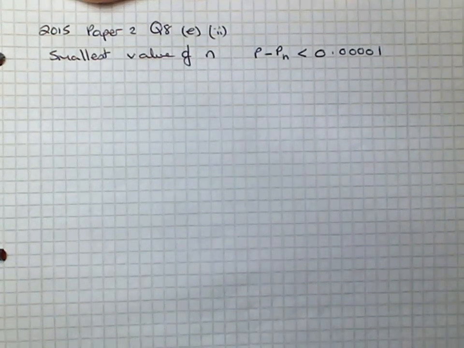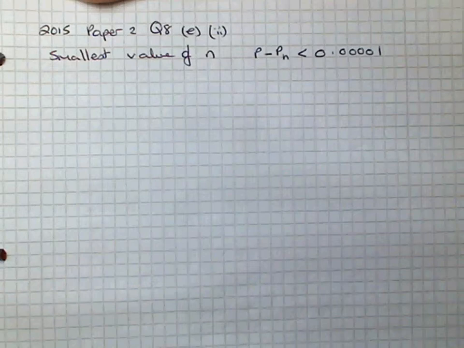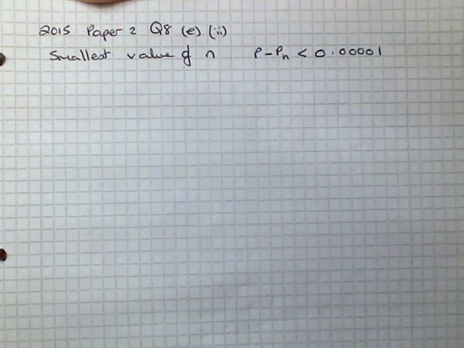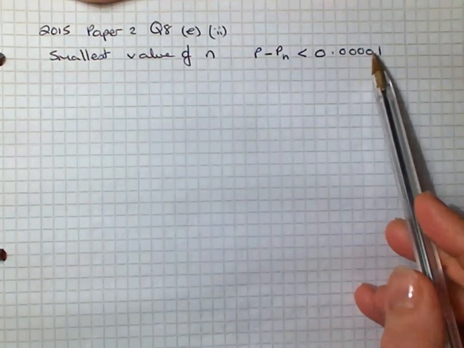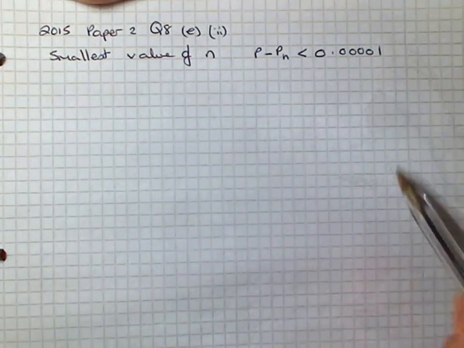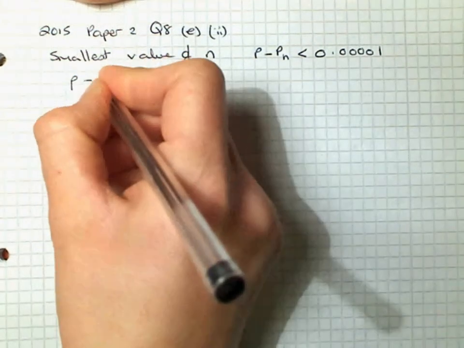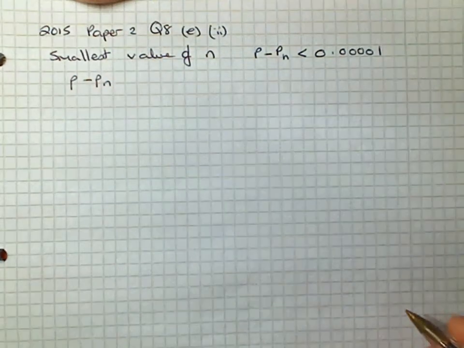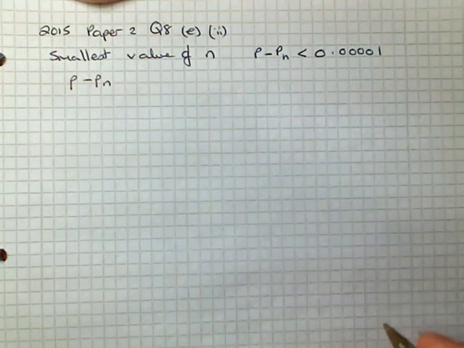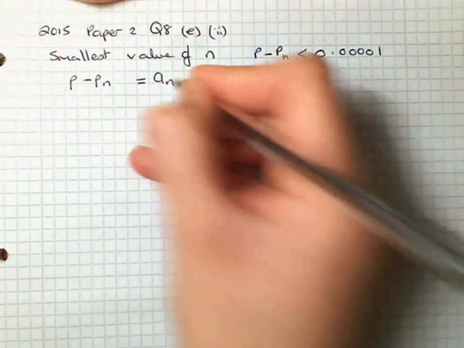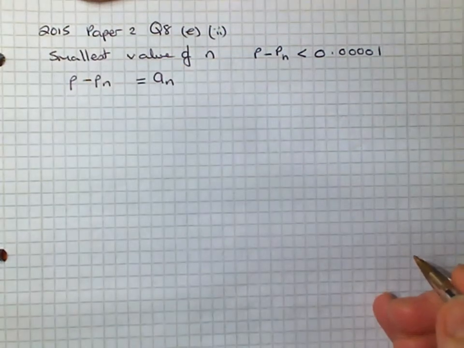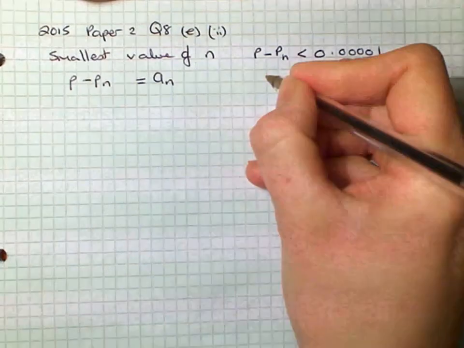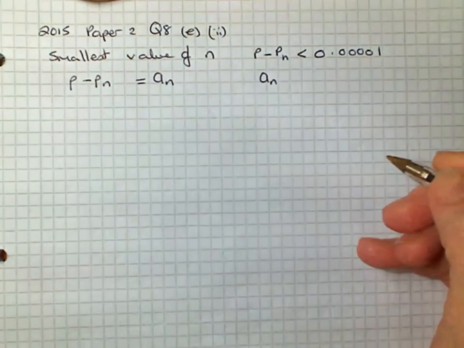2015 paper 2, question 8, part E, part 2. So we're asked to find the smallest value of n for which p minus pn is less than 0.00001. Okay, so p minus pn, first of all, we have met that in part E part 1, and we know that that's equal to an. Now, we proved in E part 1 that an was a geometric progression.